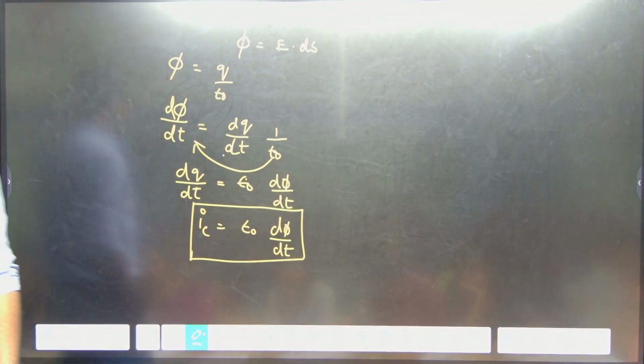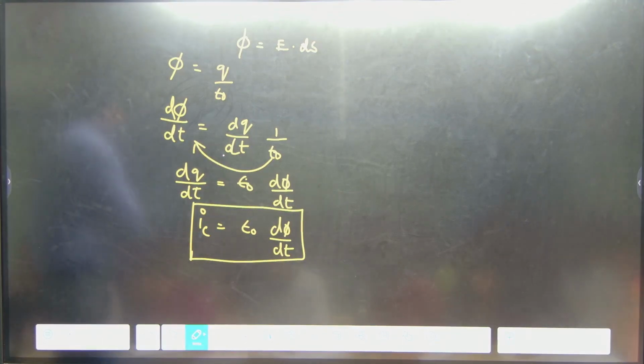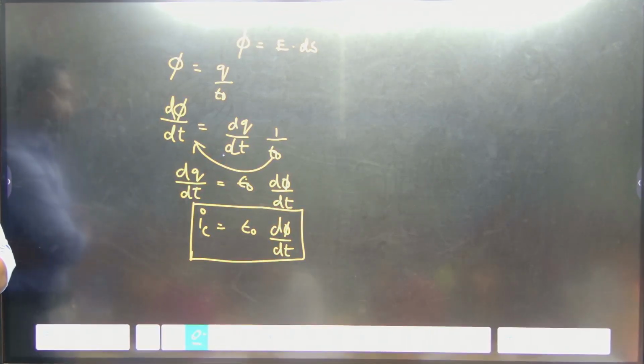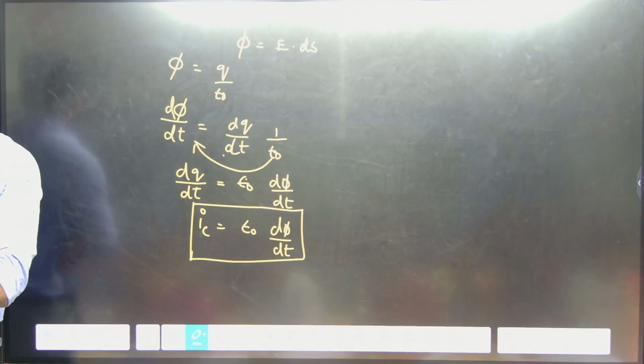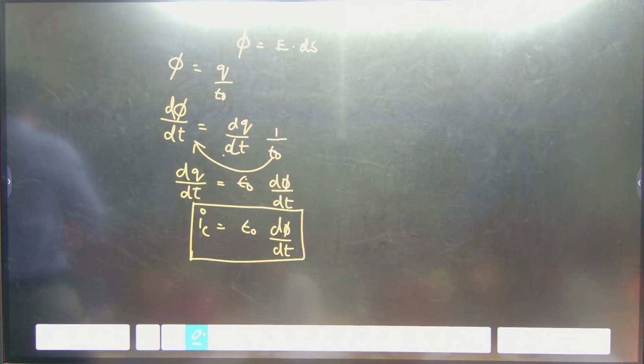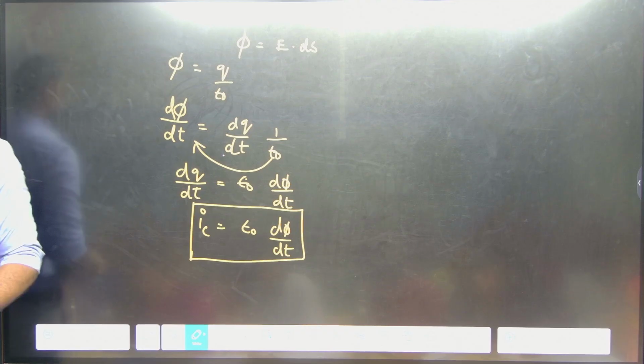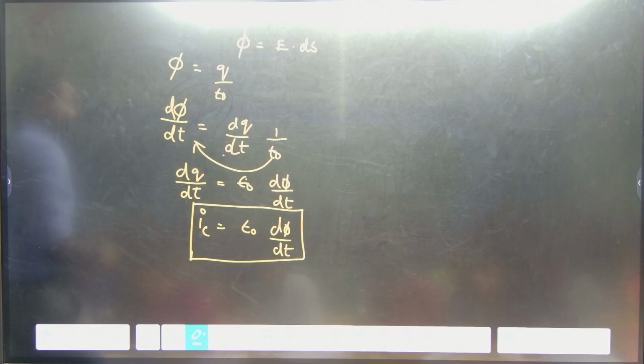Take down. So conduction current due to electric flux. If you write down fast now, we'll do some questions.